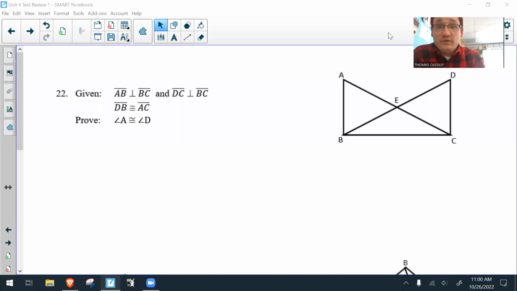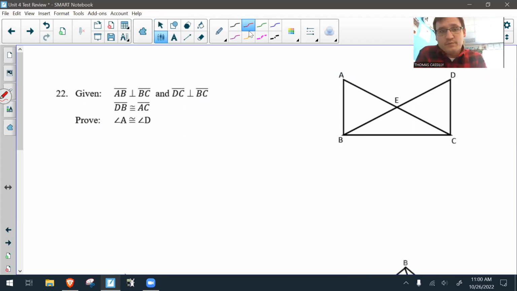Here we go. Unit 4 test review. This is the third page. These are going to be all about proofs. I might try to do page 3 and 4 in one video. Let's just see how long these take.